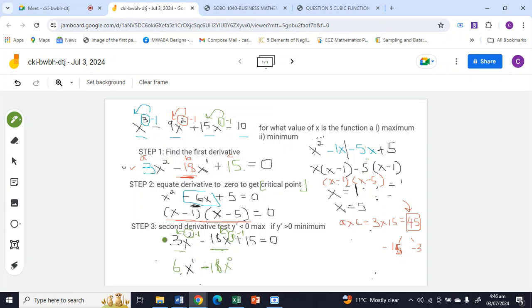As I said, in the exam you don't need to show this 18x to the power 0. Just leave it like this, 18. And also the constant, the number without a variable, just disappears. You don't need to show how it disappears. It just goes.